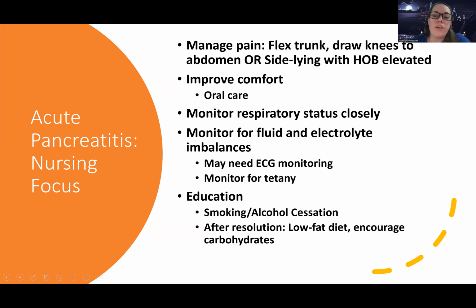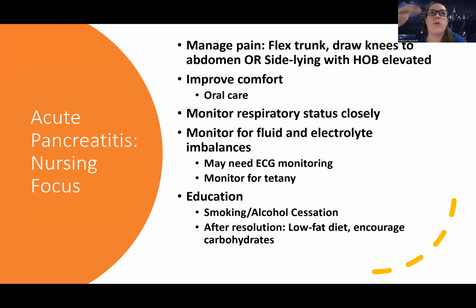They may need ECG monitoring, especially with that hypocalcemia, so keep a close eye on that and monitor for tetany. The two signs of tetany: if you poke their cheek and they have spasms in their cheek, that's known as Chvostek sign. And if you take their blood pressure and their fingers pull together, it's called a carpal spasm. That's what's known as the Trousseau sign.